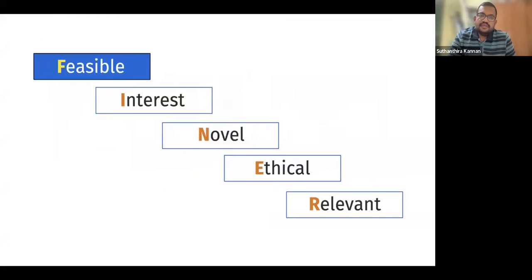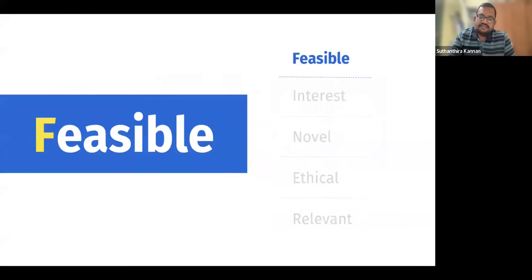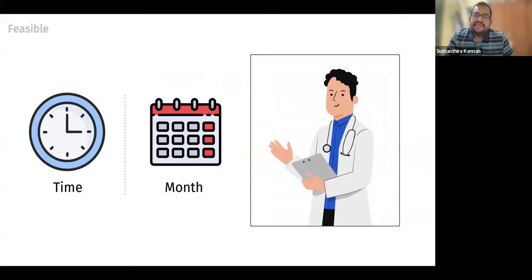Okay. So the topic which you select should be FINER. What is FINER? Feasible, interesting, novel, ethical, and relevant. Feasible, let's see what is feasible. Feasible means you should be able to finish in time, in terms of months.